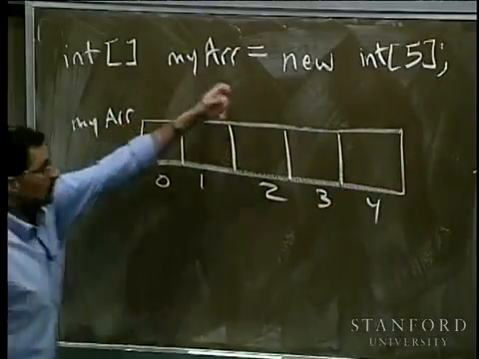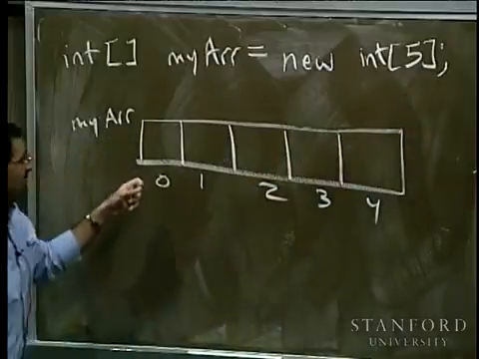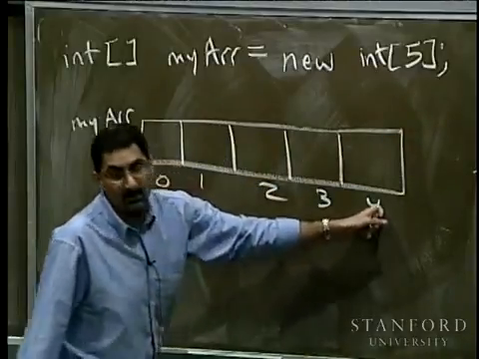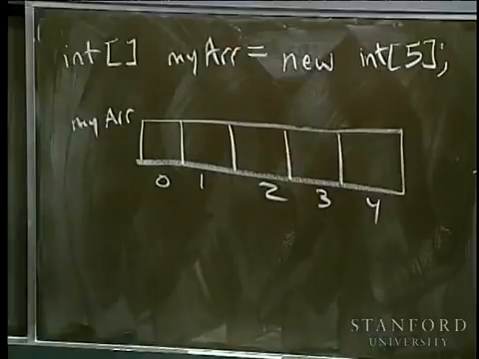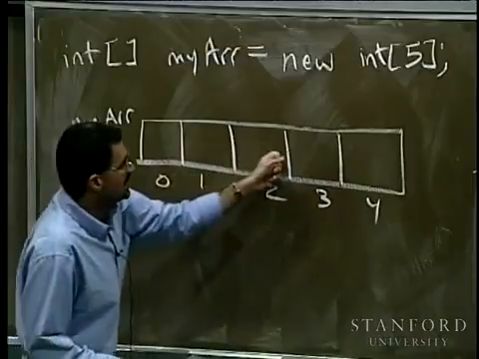So if I ask for an array of 5 elements, they're actually indexed from 0 up to the size of the array minus 1. That's life in the city. Just like a string, right? The characters in the string were 0 up to the length of the string minus 1. Same idea with an array. And each one of these things in it is storing an integer.